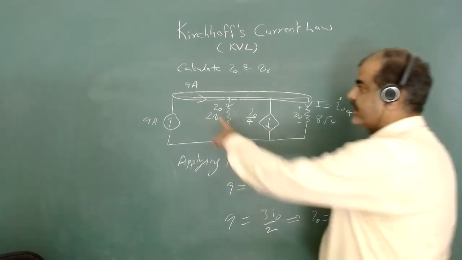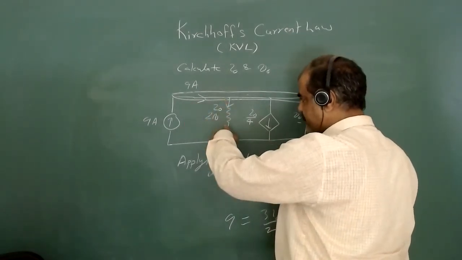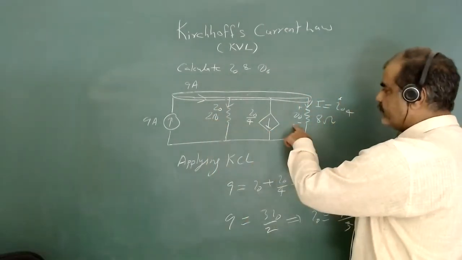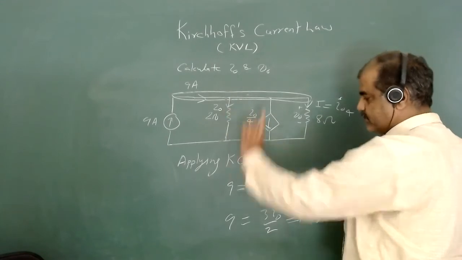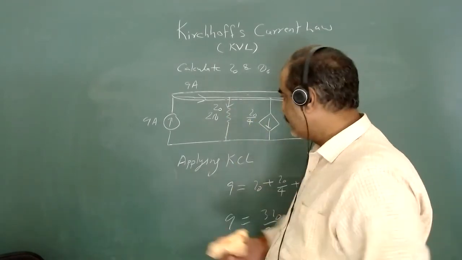So 9 ampere current is coming here. I0 is 6 ampere, going across this 2 ohm resistance, and the remaining 3 by 2 and 3 by 2 currents. So 3 by 2, 3 by 2, and 6 total 9. In this way we can apply KCL at a node.